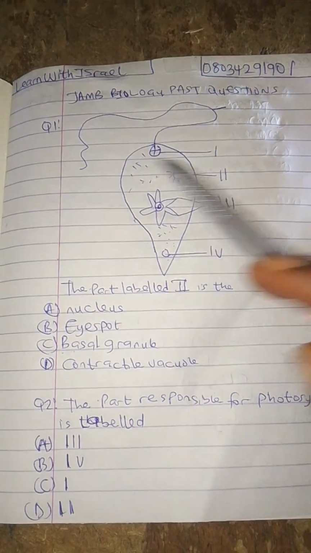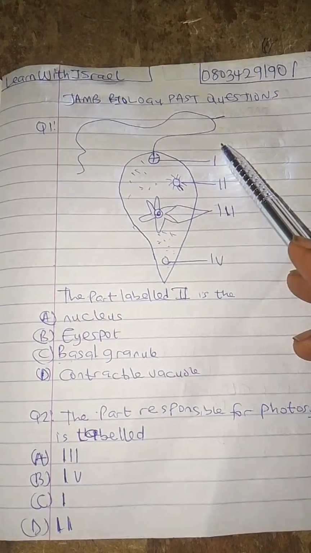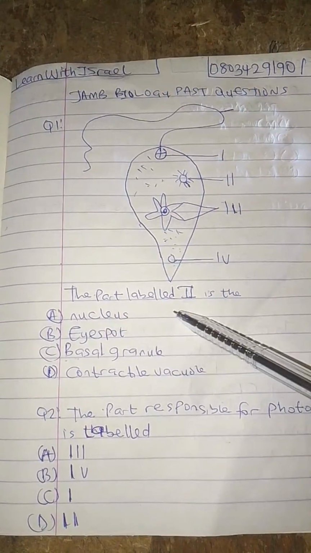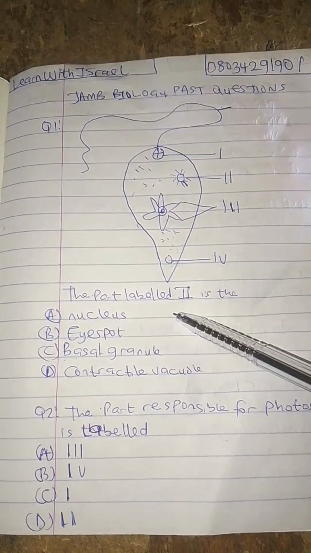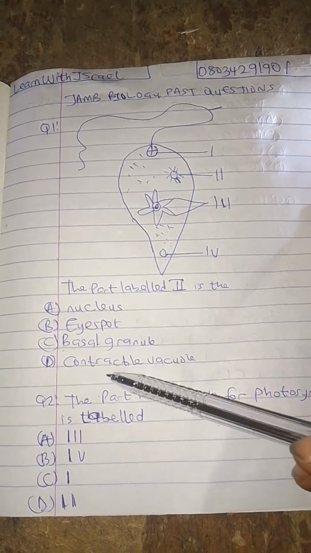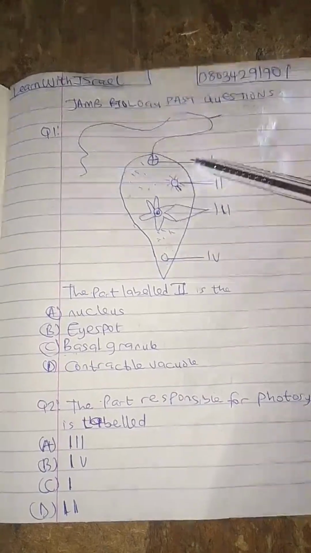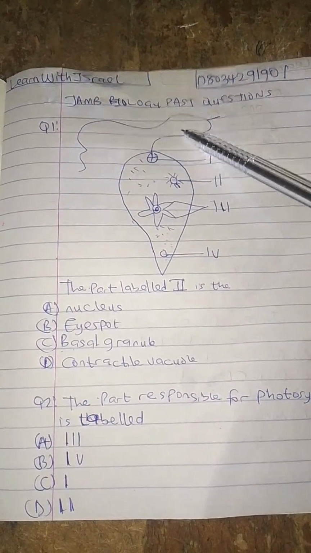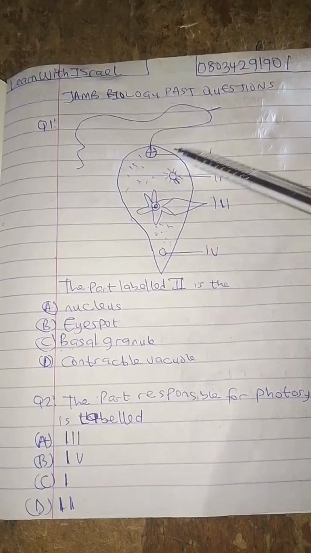So we'll be starting with question 1. Look at the diagram. The part labeled 2 is the A, nucleus, B, eye spot, C, basal granule, D, contractile vacuole. So look at this diagram. This diagram is called euglena.